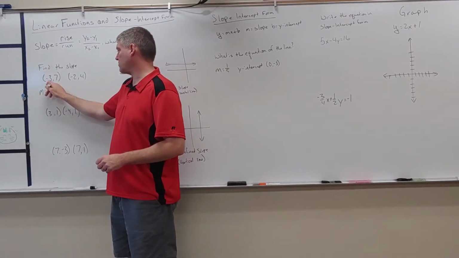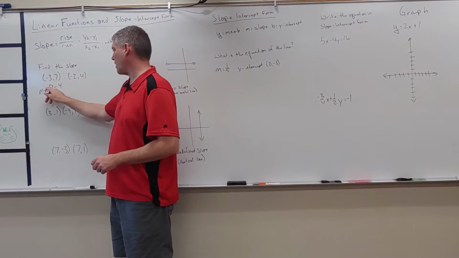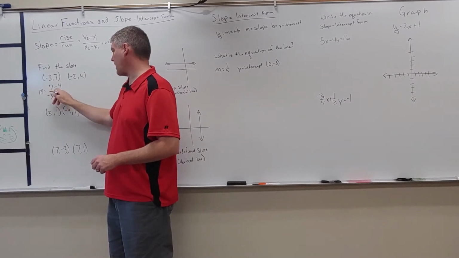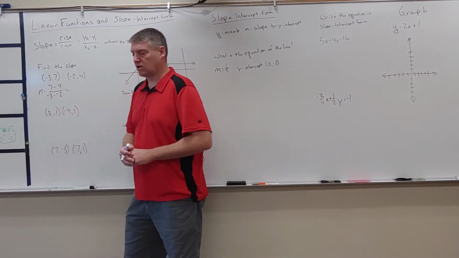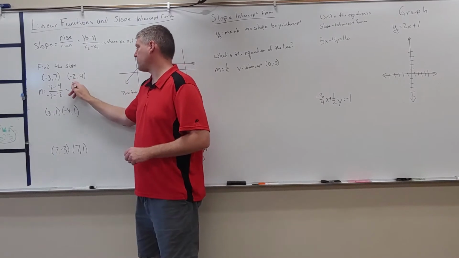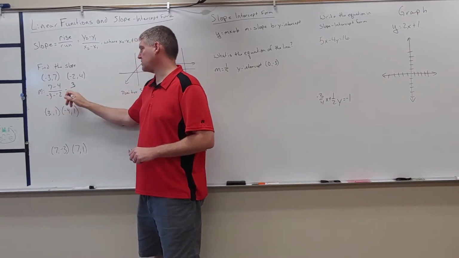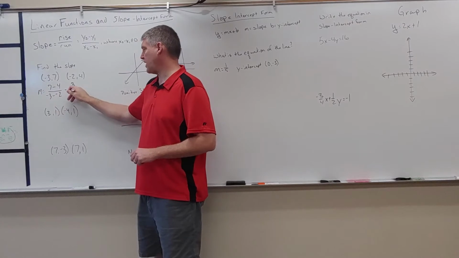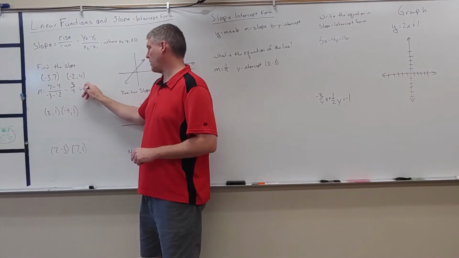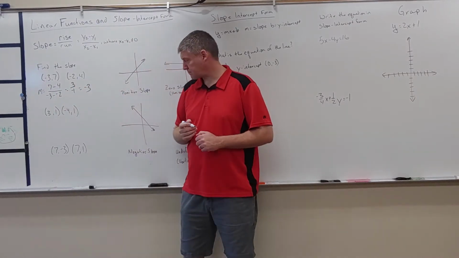So if I go 7 minus 4, I have to go negative 3 minus negative 2. So 7 minus 4 is 3. Negative 3 minus negative 2, that's going to turn into a positive 2. I get negative 3 over 2, so my slope is negative 3 over 2.